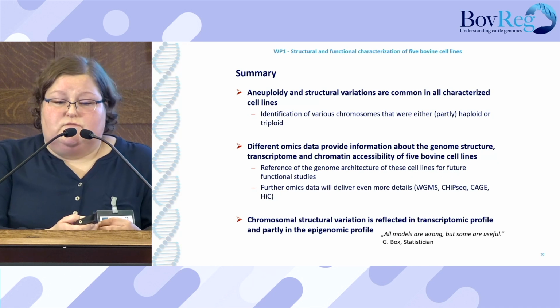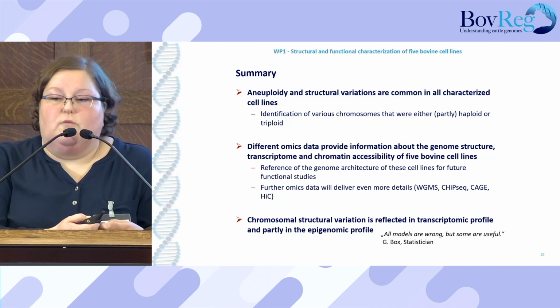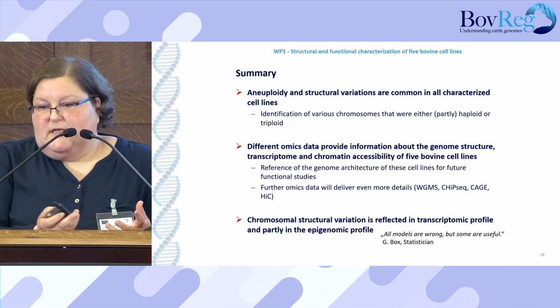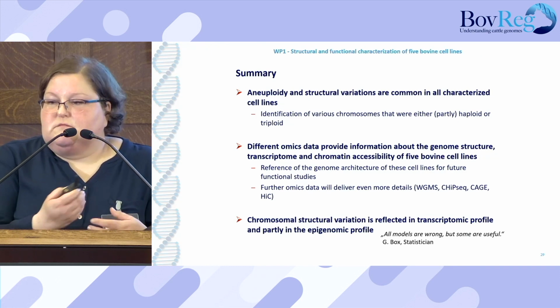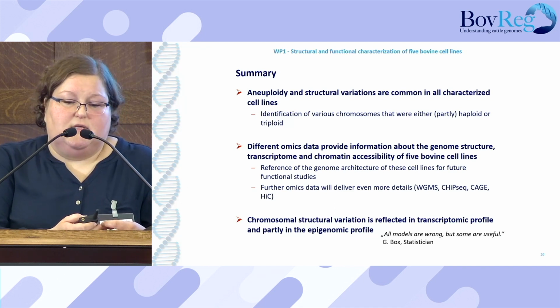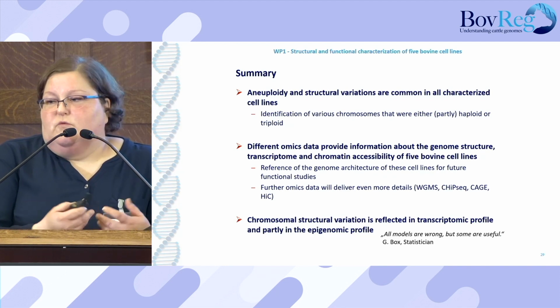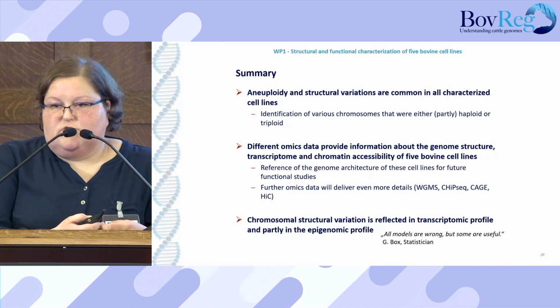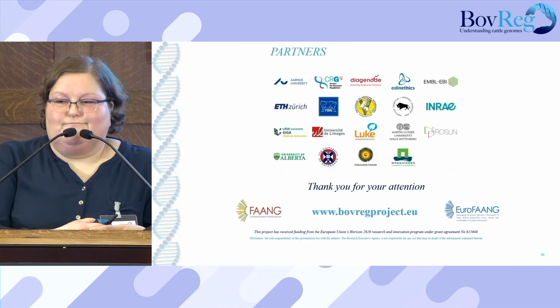In summary, we could show that large structural variations are very common in cell lines, in all those cell lines that we characterized. We used different omics data, and as Gabriel said, we have a lot more data, and hope that we can further detail the genome functional annotation of those cell lines. And you can say that the chromosomal variation is reflected in the transcriptome and also partly in the chromatin accessibility. So thank you for your attention, and I'm happy to take questions.